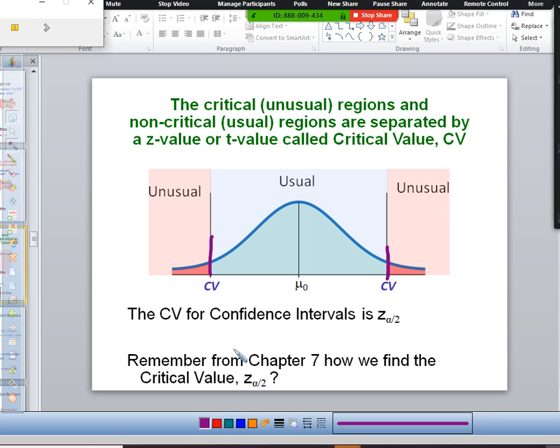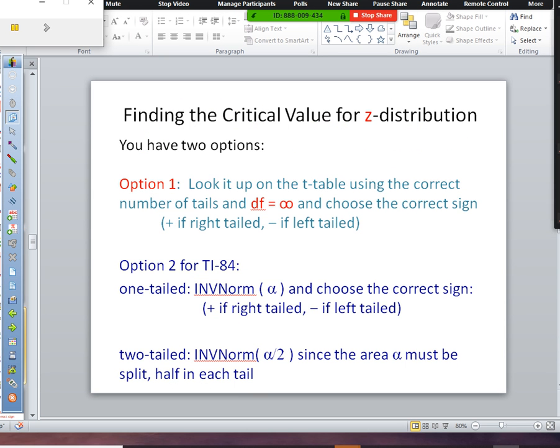They're the same thing. And these are the exact same critical values that we had in Chapter 7. Those don't change at all. They're the same sort of idea. We get them from the table. They're all from that table, finding it for a Z distribution.